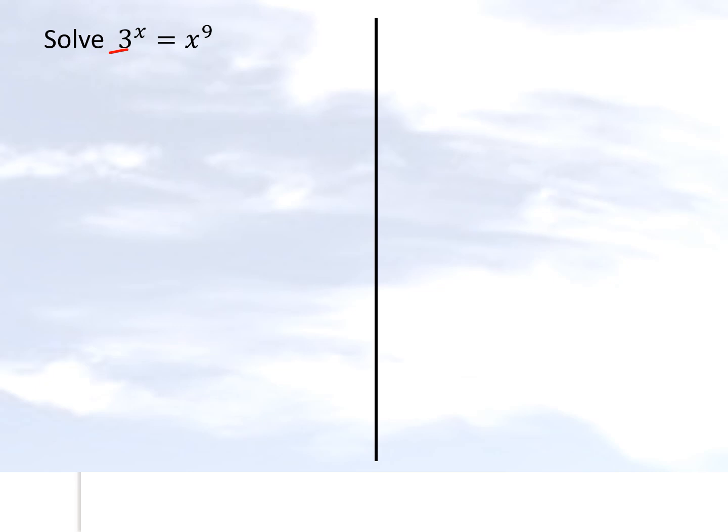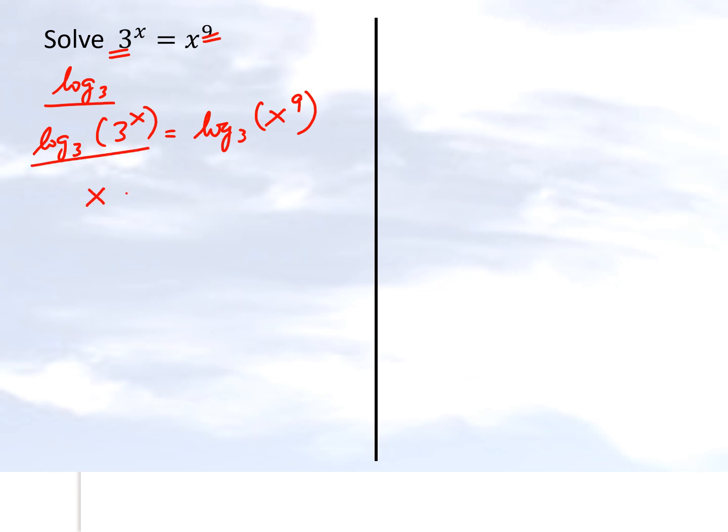So since there's a 3 here and a 9 here, I think it might be a good idea to use log to the base 3. If we use log to the base 3 of the left side and log to the base 3 of the right side, we get this. So now this one will be just x, and this one will be 9 log base 3 of x.